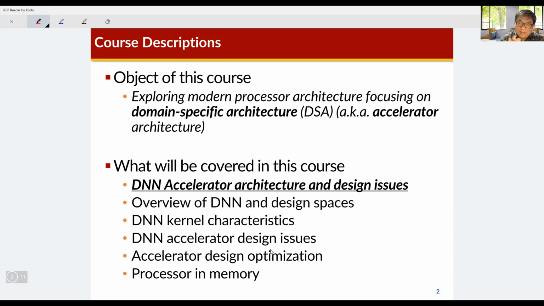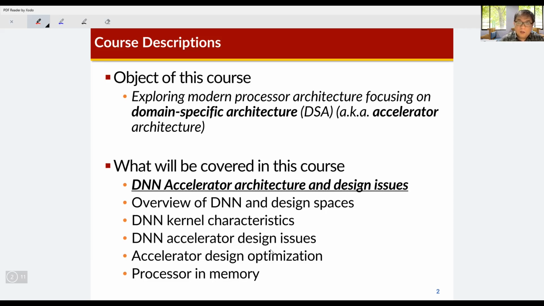When we design processors, what is the goal of this design? In research or architecture design, it is high performance and low cost. It's also applied to accelerator design or accelerator architecture. So we will talk about the DNN accelerator design issues. We need to optimize the accelerator design.